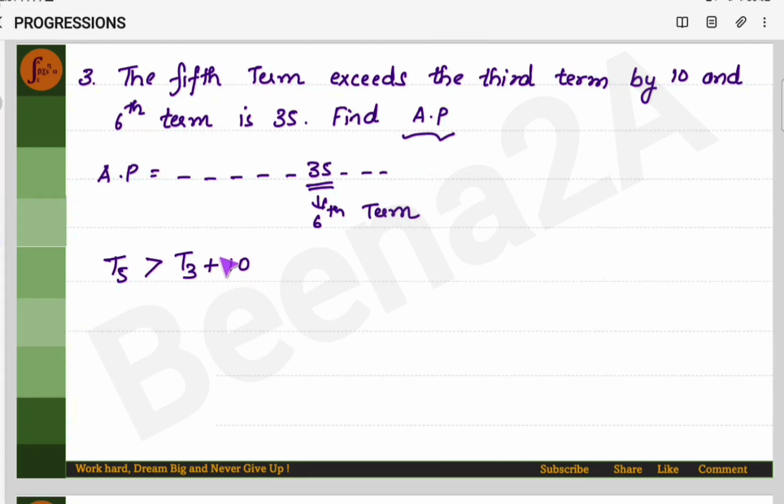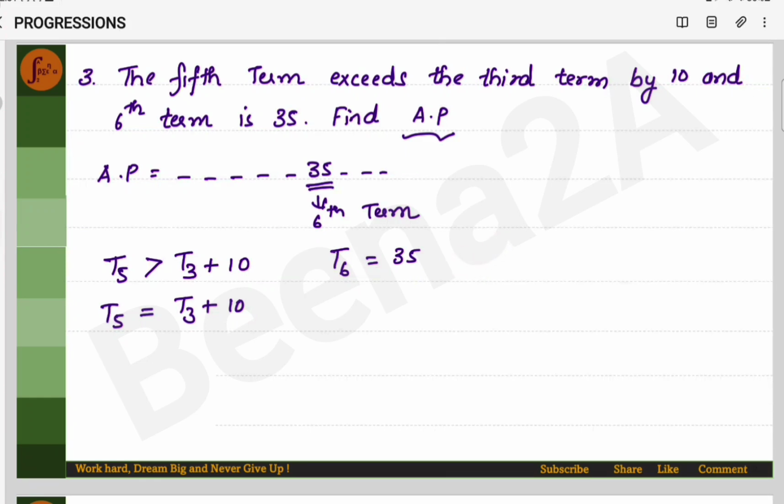The fifth term is more than the third term by 10 units. So we write it as T5 is equal to T3 plus 10. Now, they've also told that the sixth term is 35. That is, T6 is 35.